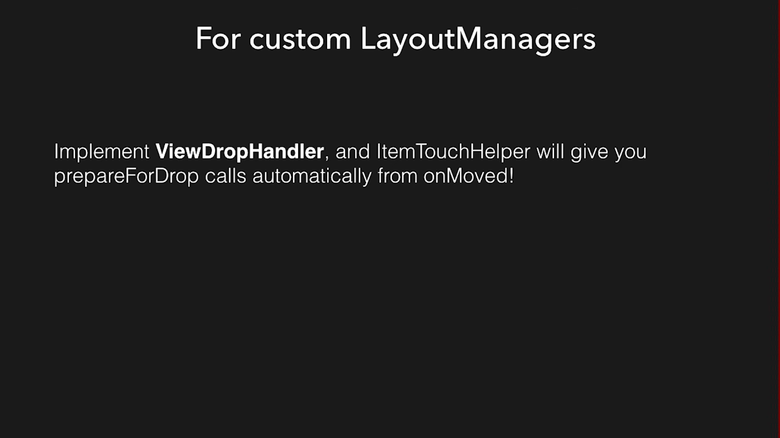For custom layout managers, it's kind of a rare case, but all you have to do is implement ViewDropHandler. This is another API, and it just has one method, prepareForDrop. If your layout manager implements ViewDropHandler, your callback will do an instanceof check for this type, and will call prepareForDrop automatically whenever onMove starts. So when you're swiping or dragging, you'll get these calls without having to do anything, but just implement ViewDropHandler on your custom layout manager.